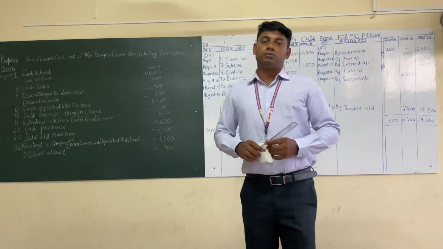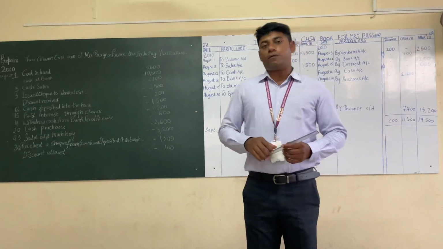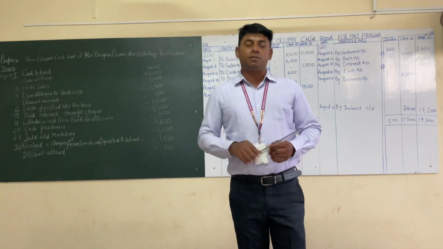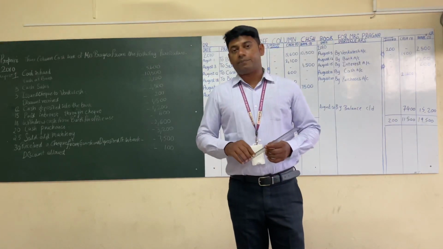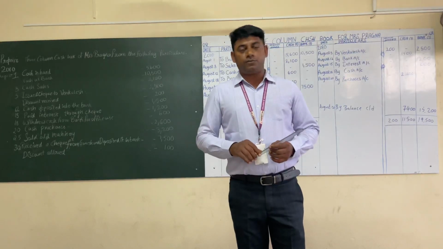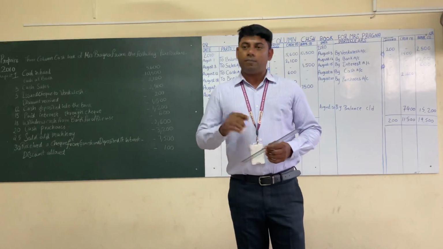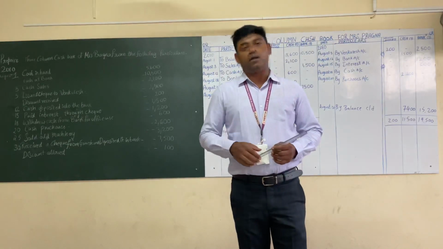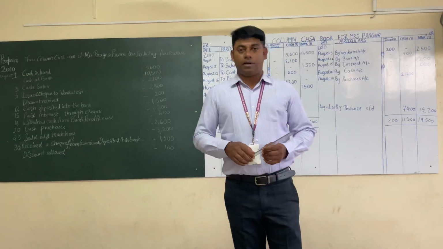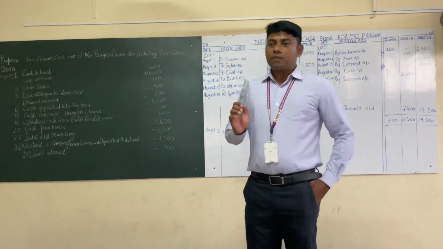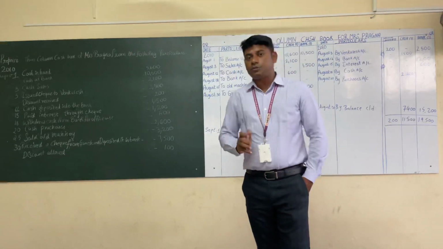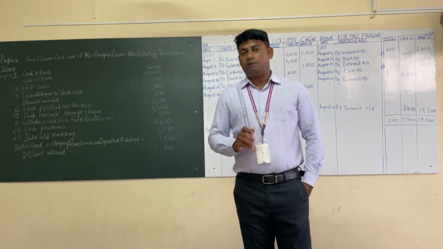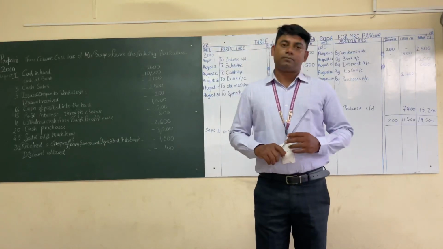And point number two is the treatment of contra entries. In this three-column cash book only, there is a possibility of getting a contra entry. The term contra entry refers to a single entry in which both bank and cash appear. Then that entry is called a contra entry. There are three situations which lead to a contra entry, and the treatment of contra entries follows from that.